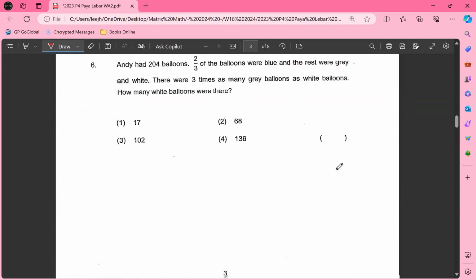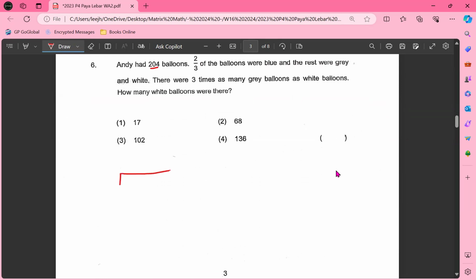Question number 6. Andy had 204 balloons. Two-thirds of the balloons were blue and the rest were gray and white. Okay, so there were 3 times as many gray balloons as white balloons. How many white balloons were there? So we need to draw a model. It says that the total is 204 and two-thirds were blue.